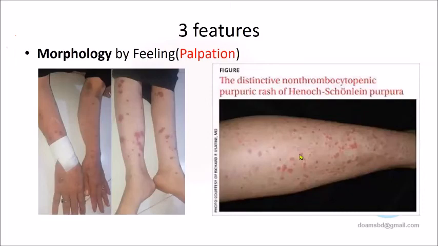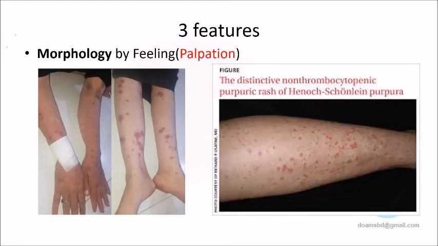Now here, these are also red spots. A little different, a bigger purpura or bruises, whatever you say. So only again the palpation. There is a left side picture, a right side picture. Already it is said as Henoch-Schonlein purpura. Henoch-Schonlein purpura. Palpable, painful purpura.